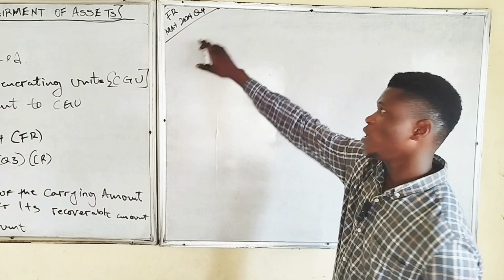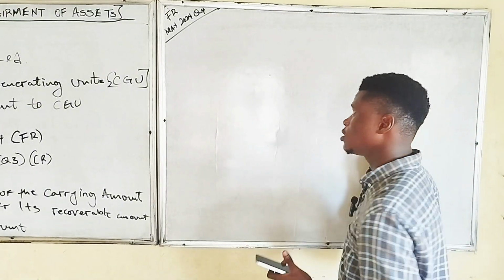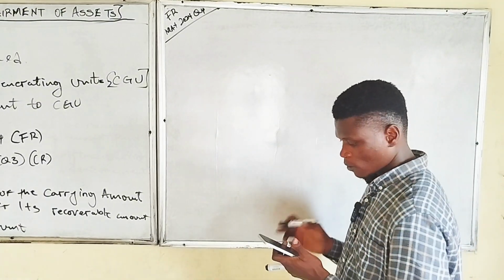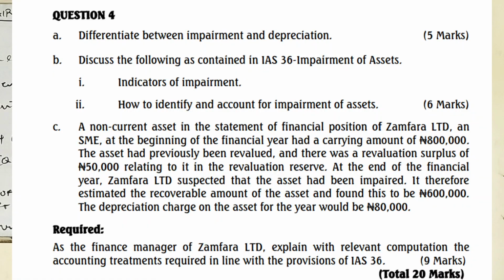He said the impairment arises when the carrying amount of an asset exceeds its recoverable amount. Then the C part: a non-current asset in the statement of financial position of Zamfara Limited, an SME, that's small medium enterprise, at the beginning of the financial year had a carrying amount of 800,000. The asset had previously been revalued and there was a revaluation surplus of 50,000 relating to it in the revaluation reserve. At the end of the financial year, Zamfara Limited suspected that the asset had been impaired. It therefore estimated the recoverable amount of the asset and found this to be 600,000.